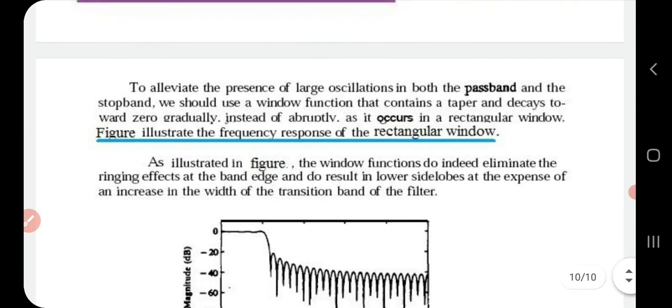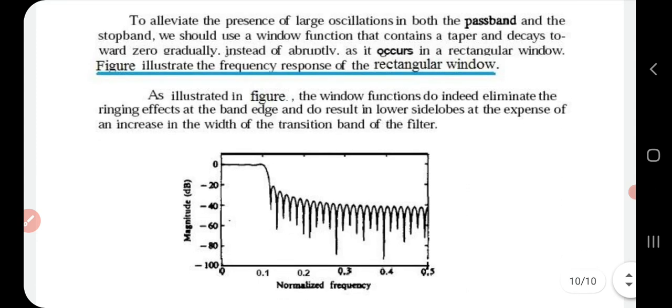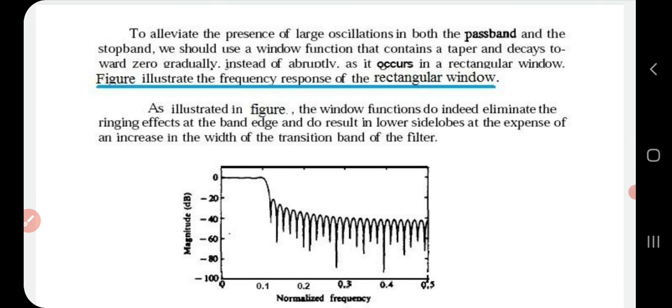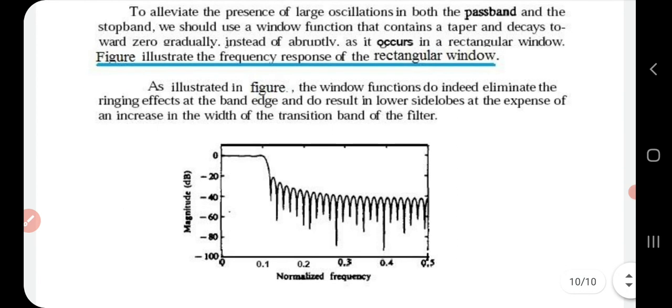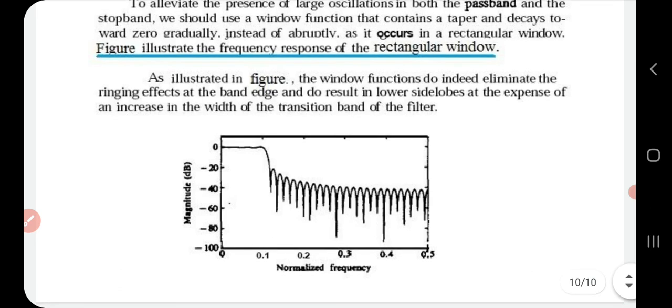Now this is the last slide. It shows the frequency response of the rectangular window. You can see large oscillations in both the passband and stopband. So we will be using a window function that contains a taper and decays toward zero gradually, instead of decreasing abruptly as it does in the rectangular window. This is how the frequency response of a rectangular window looks. I think you can just learn a rough sketch of this graph.